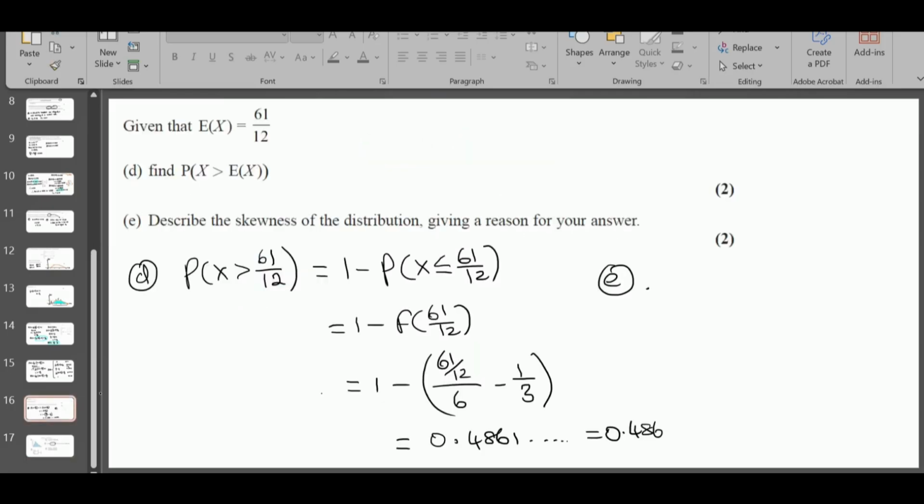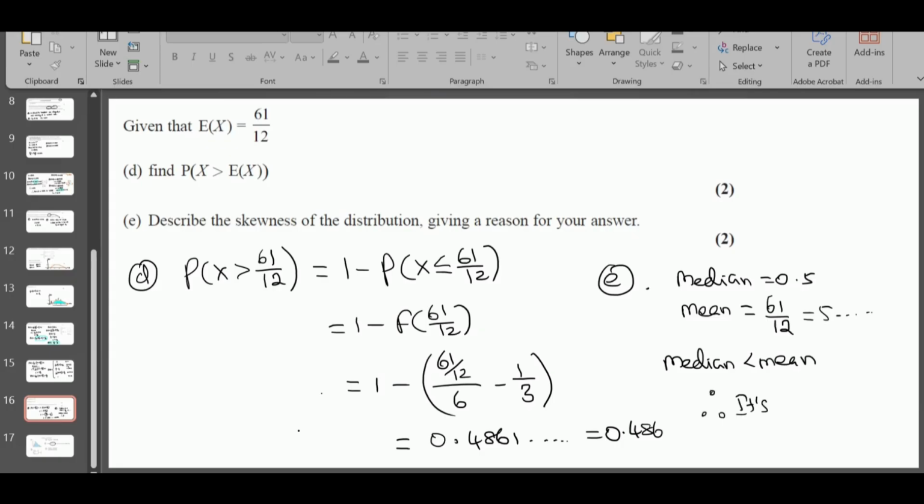In this case, we know median is 0.5. Mean E of x is 61 over 12, which is 5 point something. So median is less than the mean, therefore it's positive skew. That's all.